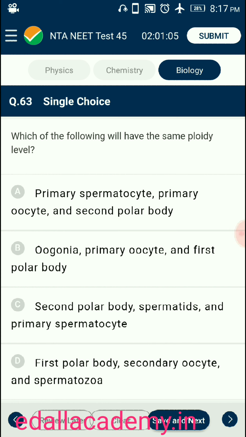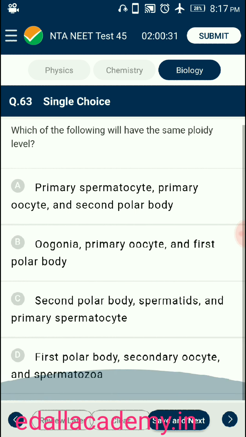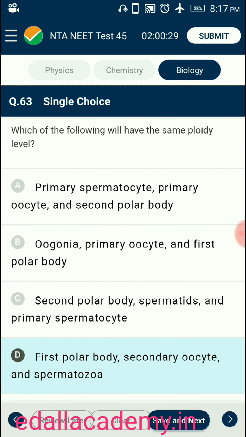are haploid in nature. In human males during spermatogenesis, the diploid structure with 46 chromosomes, that is 44 autosomes plus X and Y chromosome, is spermatogonium, which grows in size and volume and produces the primary spermatocytes, that is diploid. Secondary spermatocytes, spermatids and spermatozoa are produced as a result of meiotic division and spermiogenesis, hence they are haploid in nature. So the answer for this question is option D. First polar body, secondary oocyte and spermatozoa.